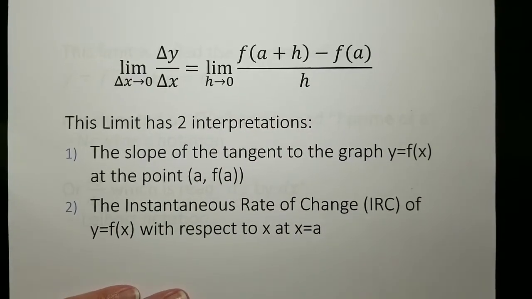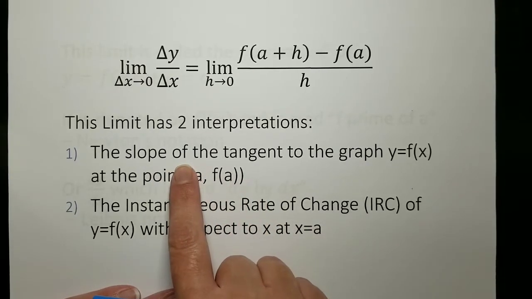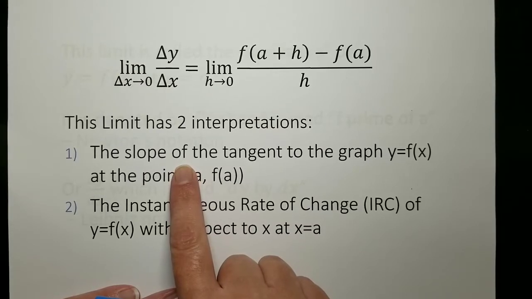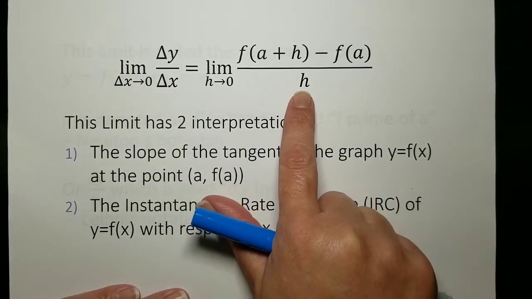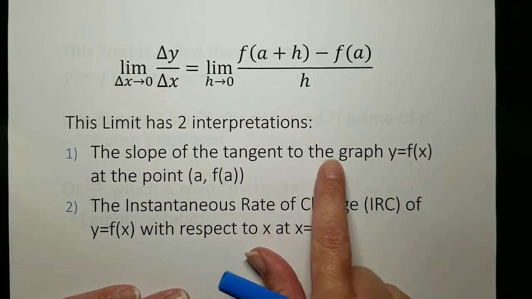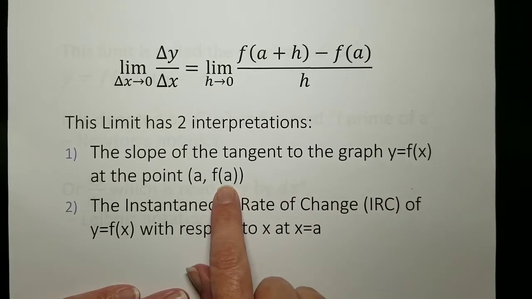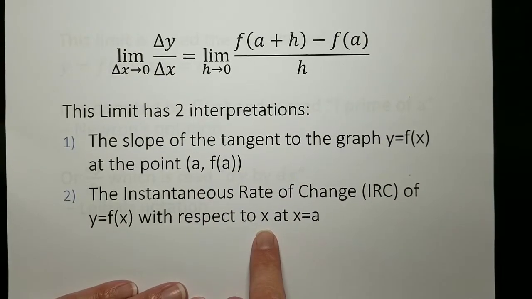Okay, so again, the different interpretations of this is that what we end up with, this difference quotient as we get closer and closer to 0 with that h value, gives us the slope of the tangent to the graph at that point. We can also interpret that as the instantaneous rate of change at that point.